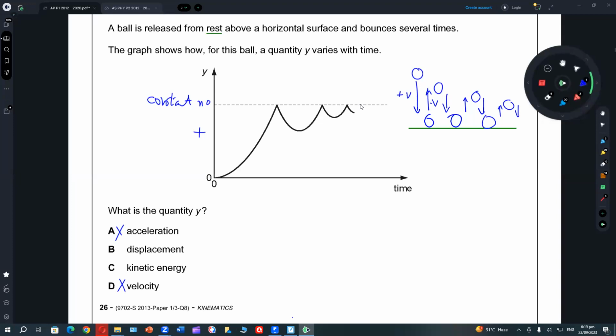We need an explanation. Why B? Yeah, why C? So it's going to be B. It's because the displacement becomes constant eventually. And kinetic energy will eventually become zero as it stops moving.